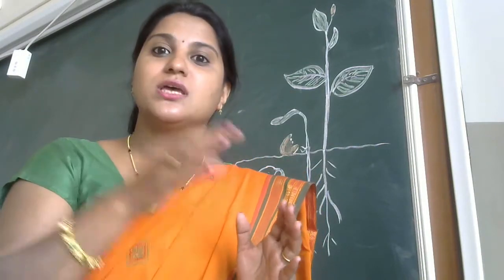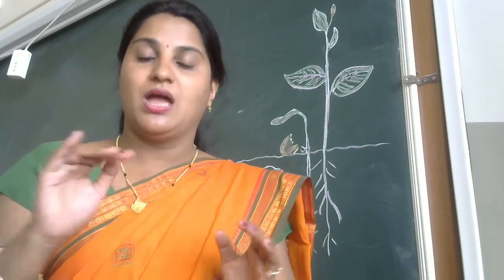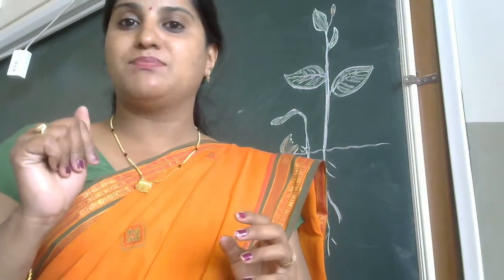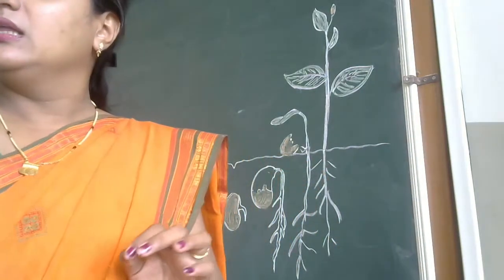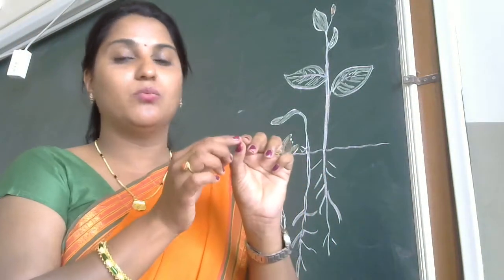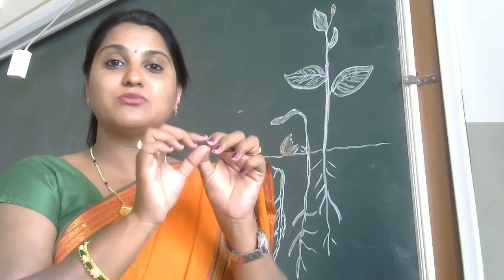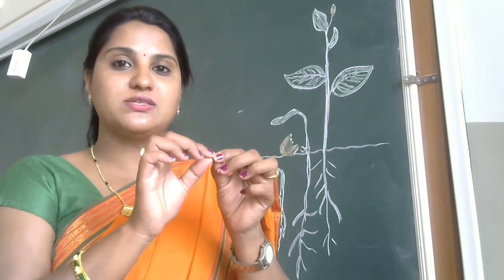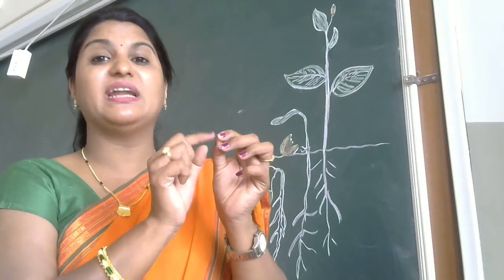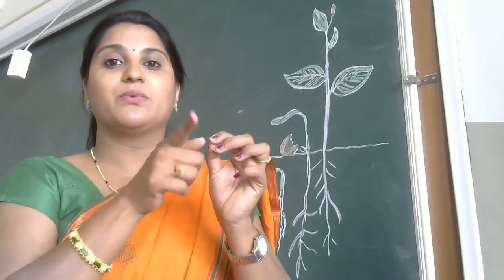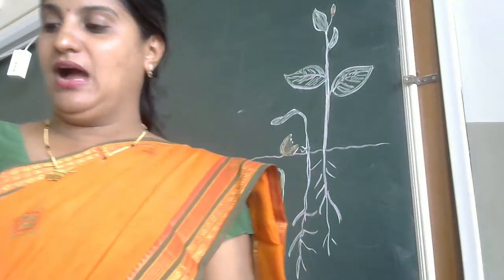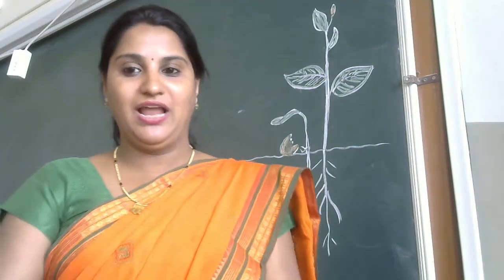Have you seen your mother putting these seeds, like moong or something? When she puts them, she soaks them in water. After soaking them in water, what happens? The seed coat, the covering of this seed, will move a little bit. It will become softened, and after 1 or 2 days, it will sprout.